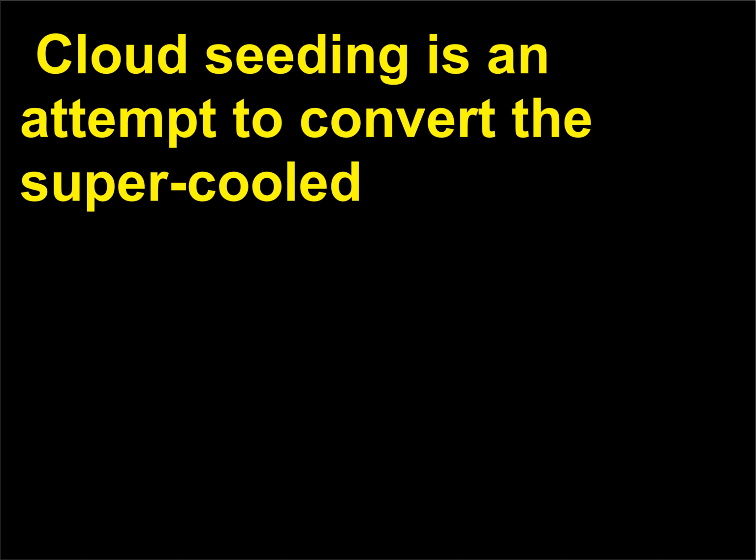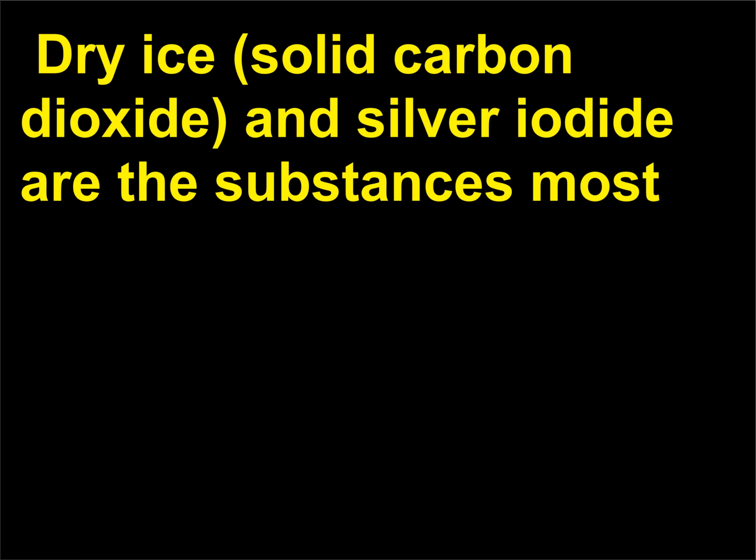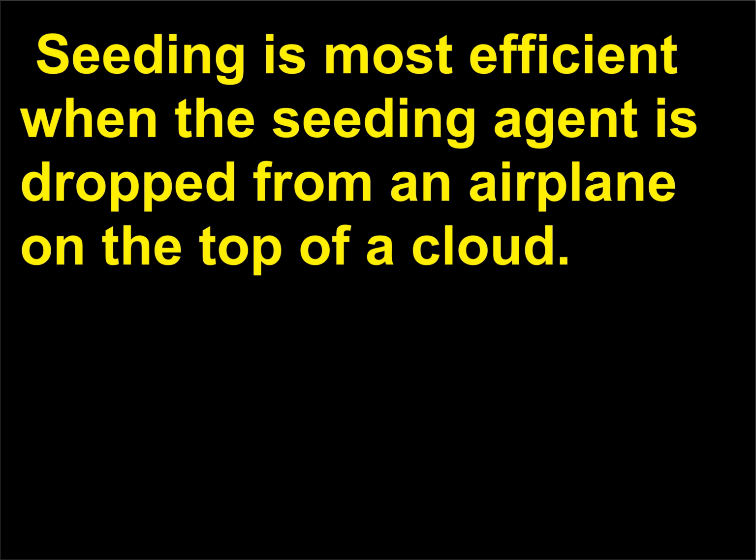Cloud seeding is an attempt to convert the supercooled droplets of liquid water in a cloud to ice crystals. Dry ice, solid carbon dioxide, and silver iodide are the substances most often used to seed clouds to transform the water droplets to ice crystals. Seeding is most efficient when the seeding agent is dropped from an airplane on the top of a cloud.